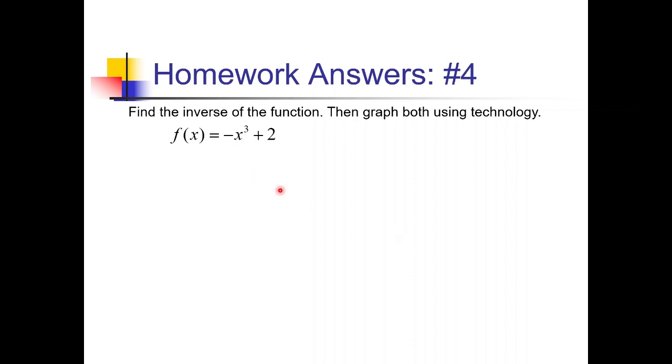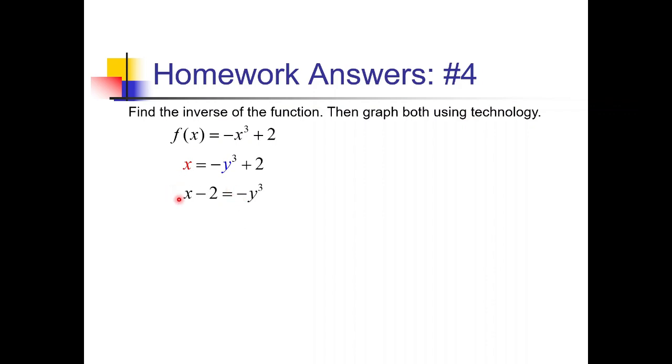To find the inverse of this cubic function, let's start by switching x and y. So we have x equals negative y cubed plus 2. And now let's isolate y. So first step to doing that, we'll subtract 2 to the other side, so x minus 2. And then I have to divide both sides by this negative 1 here.